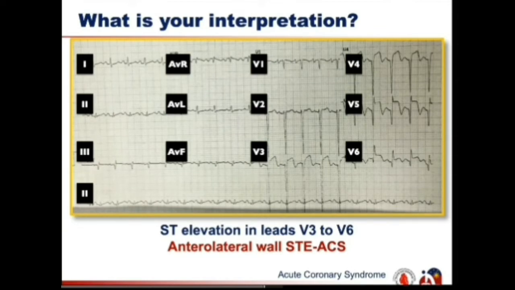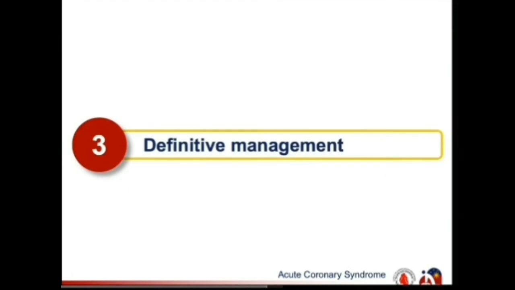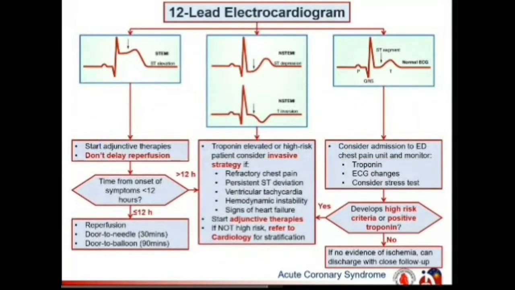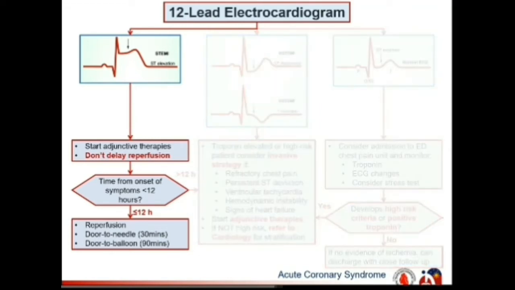Now that we have a more definitive diagnosis based on the ECG, how do we proceed from here? Here is the general algorithm in the management of ACS. Note that key to the direction of management is a 12-lead ECG. Going back to the case, the patient presented with ST elevation acute coronary syndrome. So we follow the path of the ST elevation ACS.